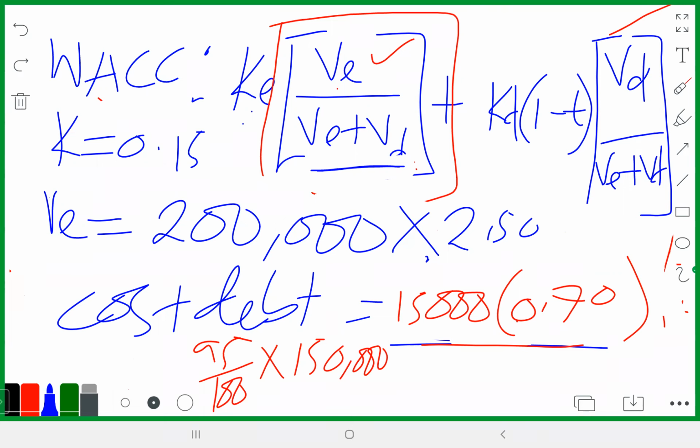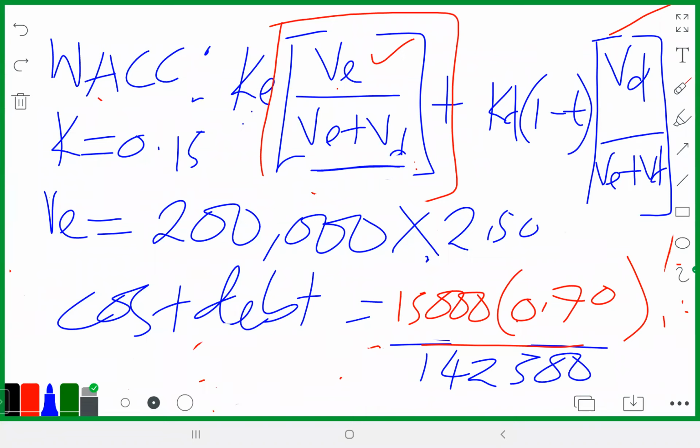It's 142,500. 142,500 kwacha. So this is the market value of the debt. So what is the cost of debt now? You can easily find the cost of debt. What's the cost of debt? You say 15,000 times 0.70, the answer divided by 142,500. That will give us the cost of debt.